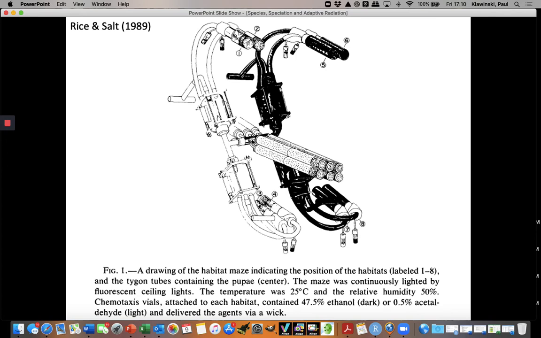So actually, this is really the choice. They're put into the central tube. They can go to the dark or they can go to the light. Once they're in the dark, they can either fly up or fly down. Once they're in the light, they can fly up or fly down. Once they've made that decision, they can choose to go down a tube that is scented with ethanol or a tube that is scented with acetaldehyde. And as a result, they self-segregate.